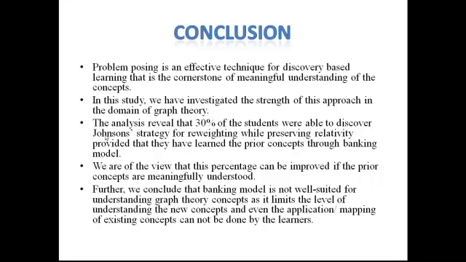The analysis revealed that 30% of the students were able to discover Johnson's strategy for reweighting while preserving relativity, provided that they had learned the prior concepts through the banking model. We are of the view that this percentage can be improved if the prior concepts are meaningfully understood.